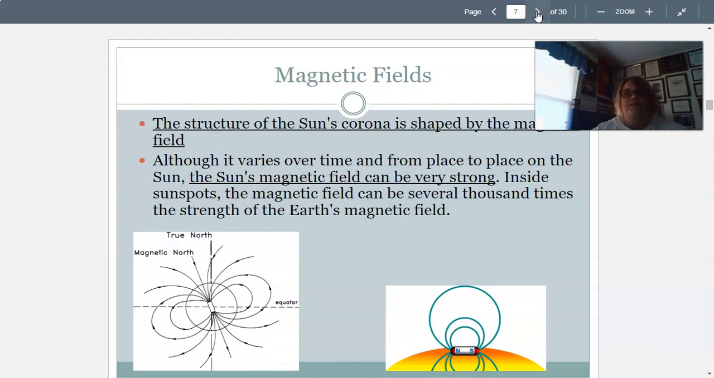Okay, the structure of the sun's corona is shaped by its magnetic field. So we talked about how the Earth has a magnetic field and magnets. The sun also has a magnetic field. Here's the difference though. It varies over time and from place to place on the sun. The sun's magnetic field can be very strong. You see that inside the sunspots. The magnetic field can be several thousand times the strength of the Earth's magnetic field.